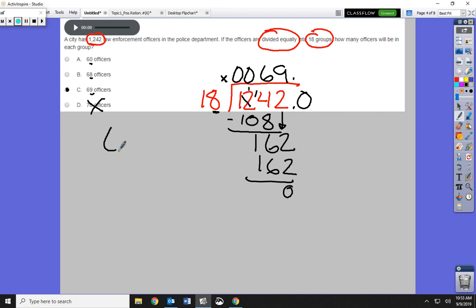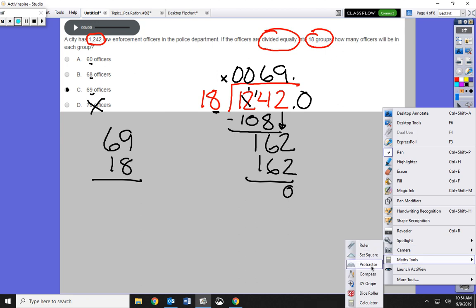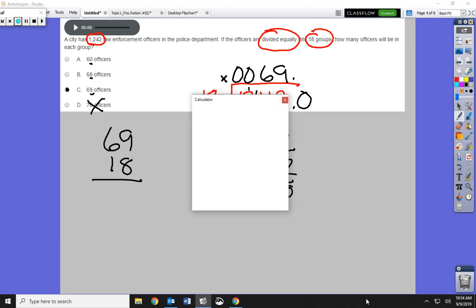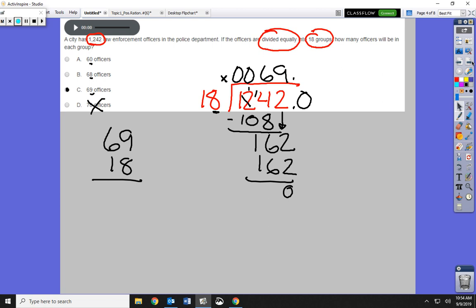I can always check that by going 69 times 18. And I'm going to cheat here, use a calculator. Let's see here, where's my calculator? There she is. So if I did 69 times 18, it should give me the 1,242. And yes, it does, so I feel comfortable with my answer. Alright, let's move on to the next question now.